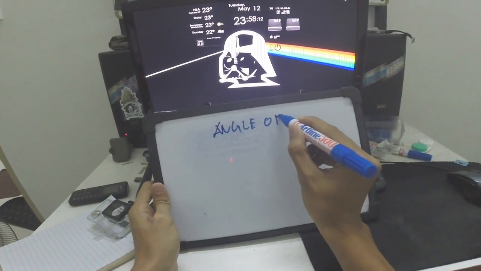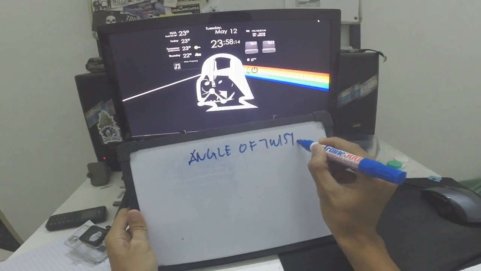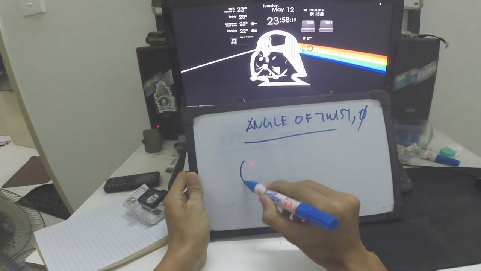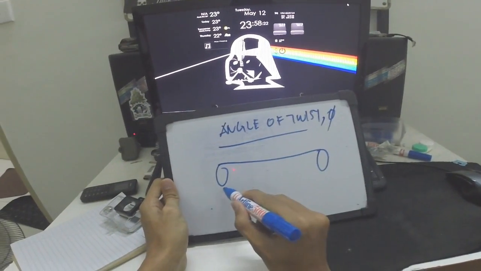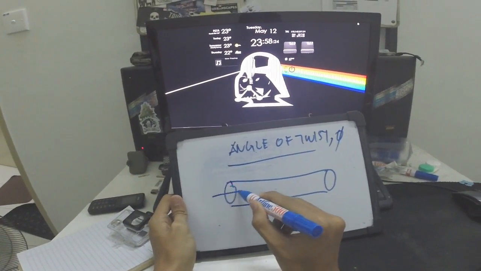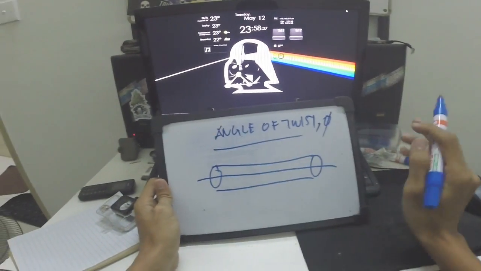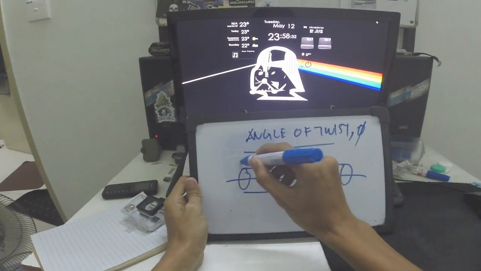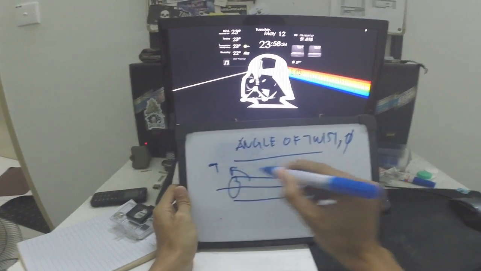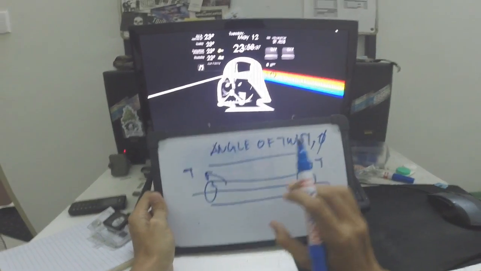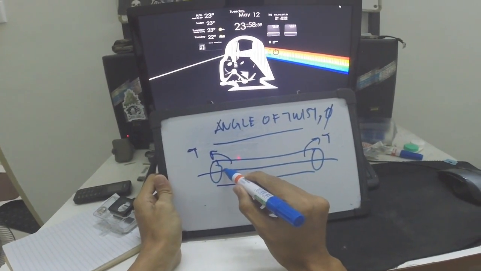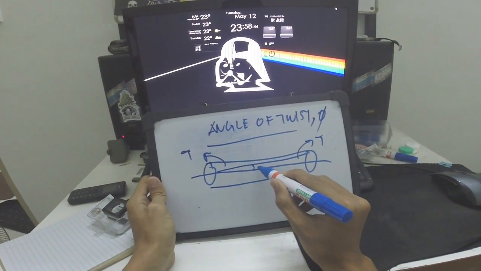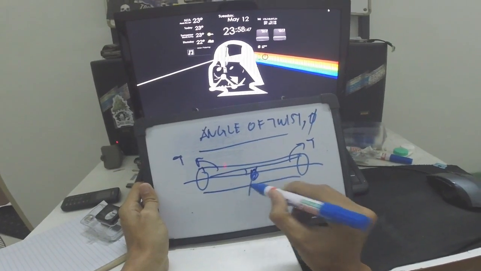Angle of twist, or symbol. In angle of twist, we can simply explain like this. In a shaft, this is called a normal line, which is the center line of the shaft. But when the torque is applied on the shaft, it causes the shaft to twist, and the normal line will change into this new line, and the angle of the changing of the line is called the angle of twist.